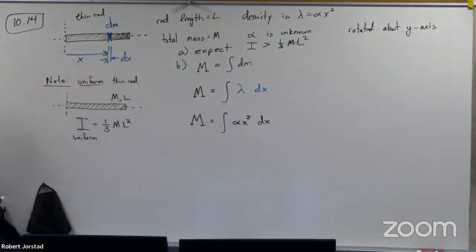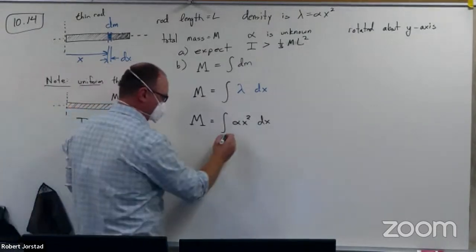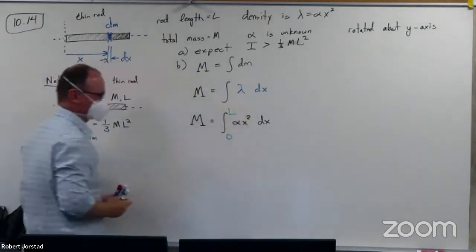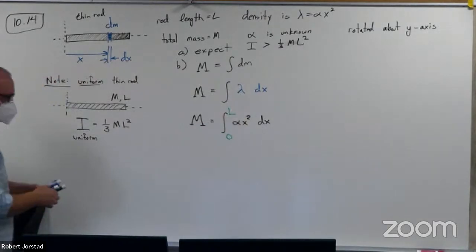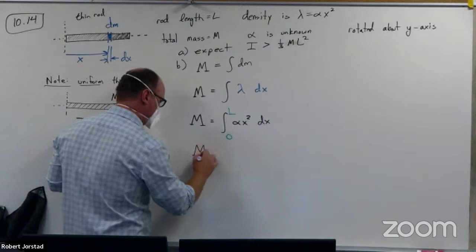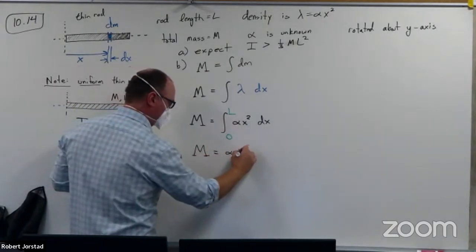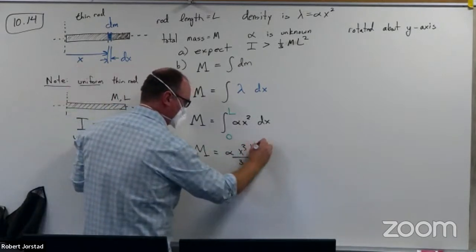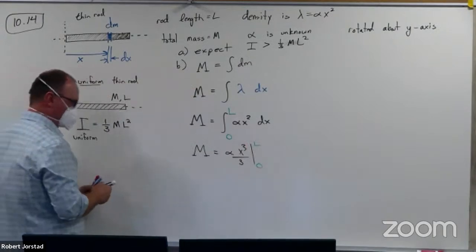What are my limits for this particular problem? What is it? 0 to L. Sometimes it's negative L over 2 to positive L over 2. Sometimes it's all kinds of things. In this problem, the smallest value of x, or the leftmost value of x, is 0. The rightmost value of x is L. Well, in this case, we got this thing easy, right? Always check both limits. In this case, the 0 limit drops, not in every problem.